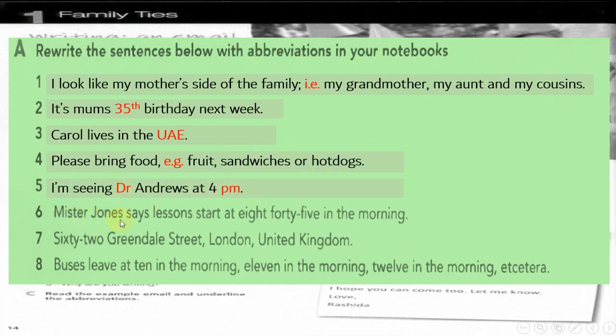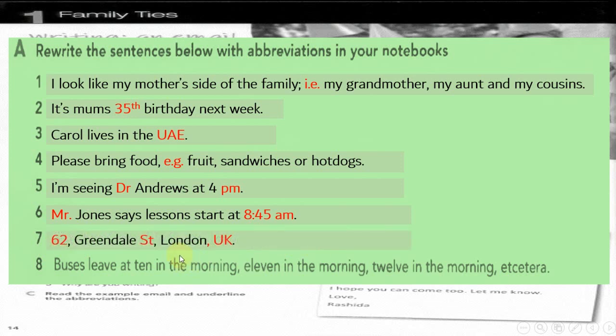Number 6. Mr. Jones says lessons start at 8:45 in the morning. So, Mr. and 8:45 a.m. Number 7. 62 Greendale Street, London, United Kingdom. Check the sentence. You can see 62 here. We can do an abbreviation, St. and UK. So here's the answer. The last one, 8. Buses leave at 10 in the morning, 11 in the morning, 12 in the morning, etc. So pause the video, write down your answer, and then check the answer with me. So here we go.